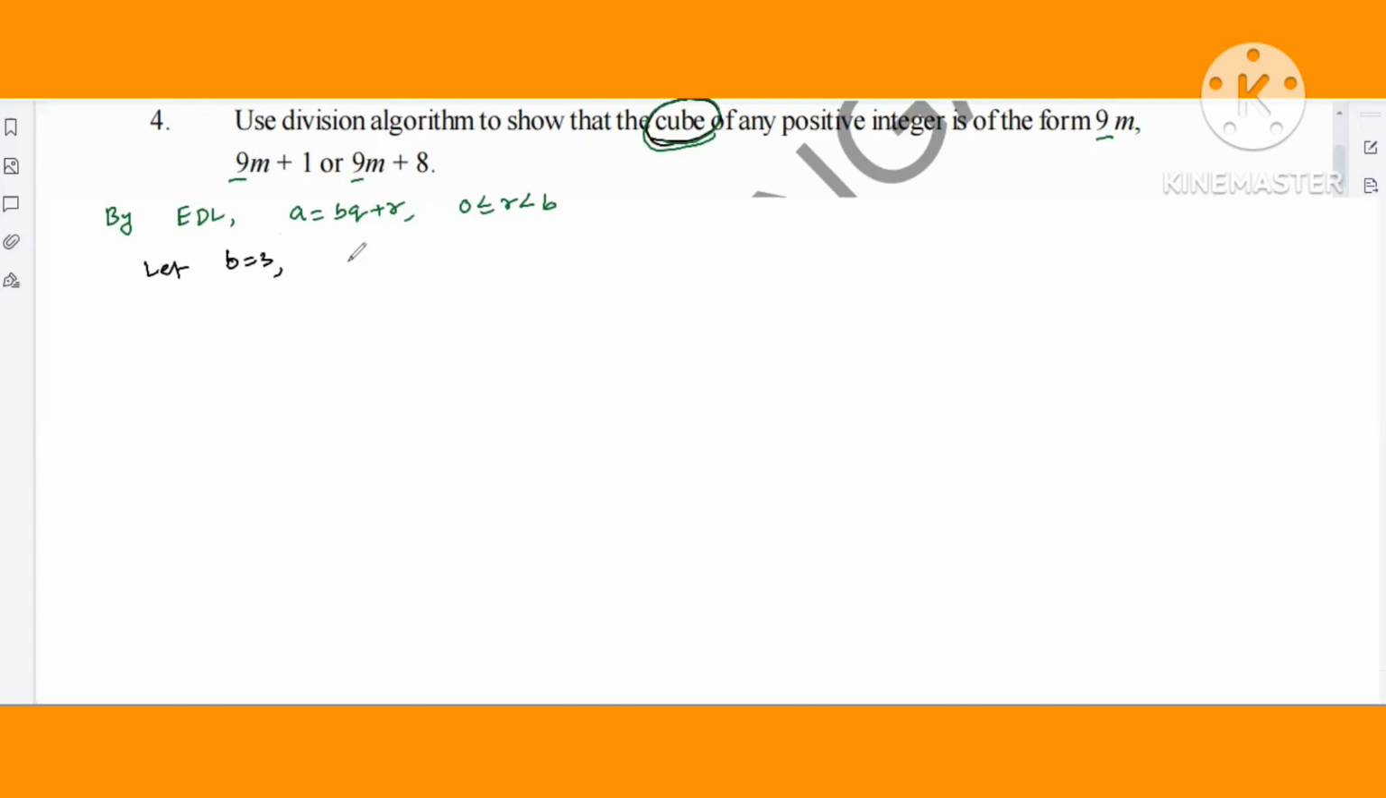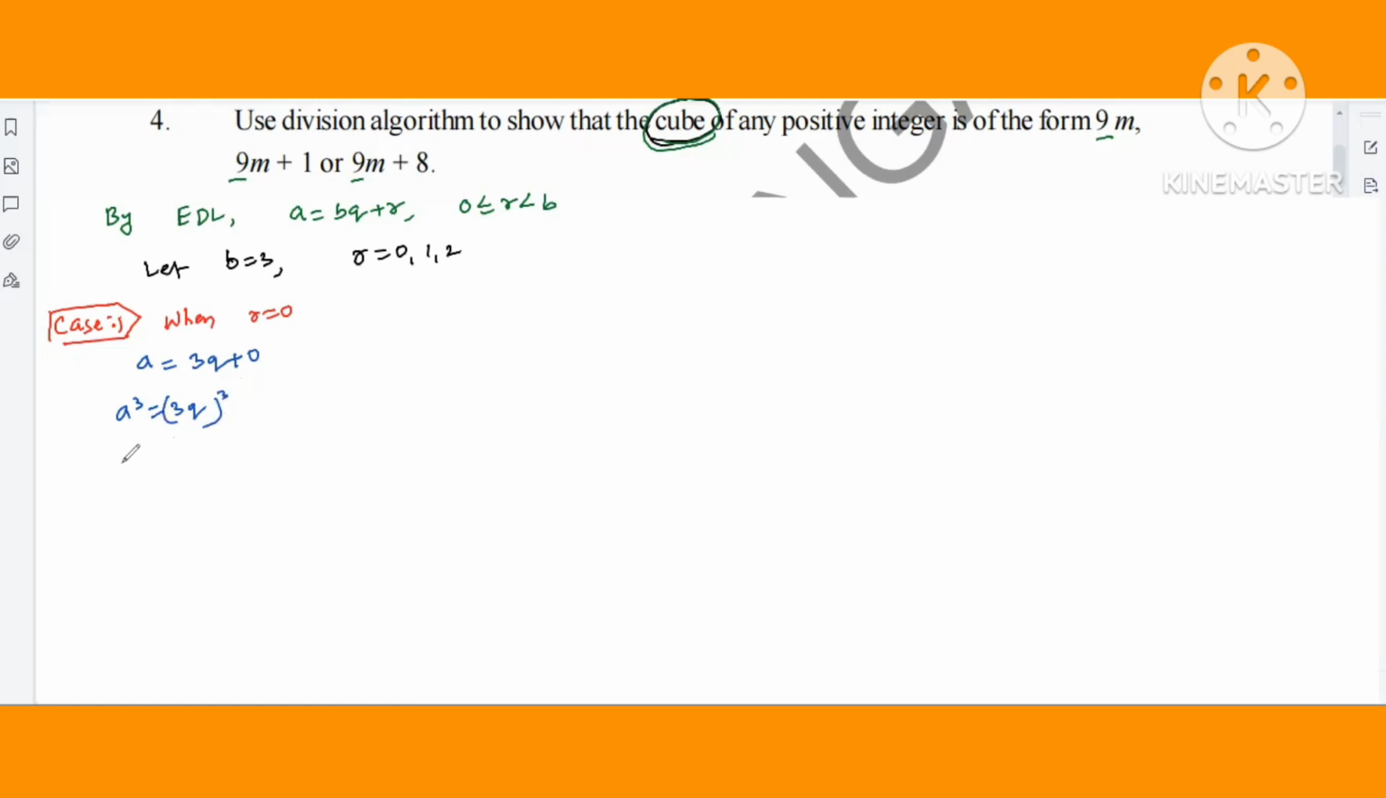We take 3, okay? Then we get remainder 0, 1, 2. That's our only 3 cases. So now we take the first case, case 1, when r equal to 0. When r equal to 0, we get a equal to 3q plus 0. Now cubing on both sides.